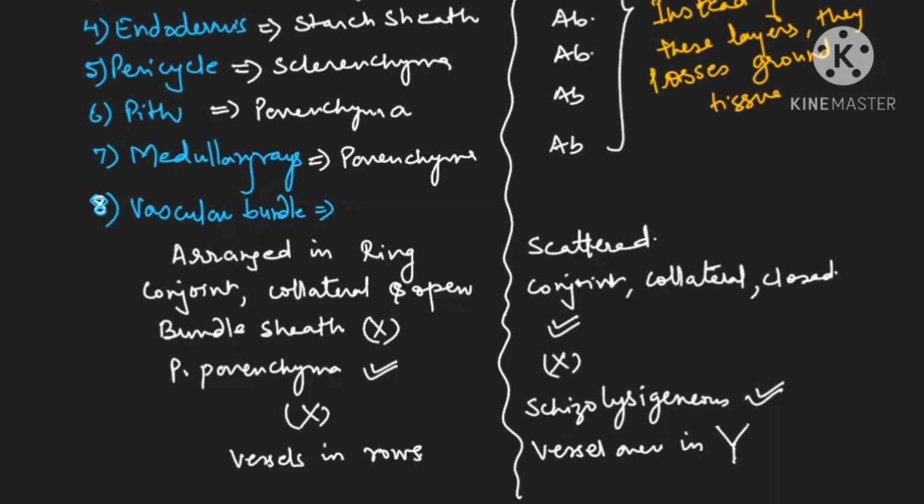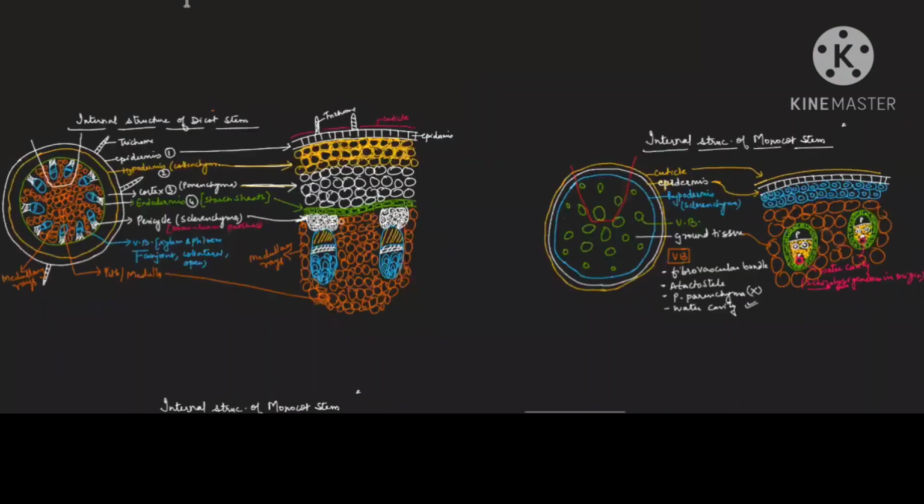So I hope this basic difference between the two is clear to you: monocot stem anatomy and the difference between the dicot and monocot stem. I hope this topic is clear to you. The comparison of dicot stem we discussed in the first video. Now in this video we discussed monocot stem. So this is a comparative picture in front of you. I hope now this topic is clear to you. Thanks for watching.